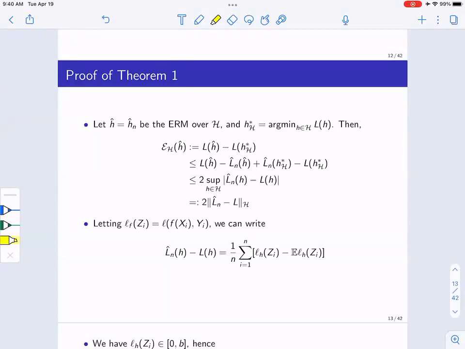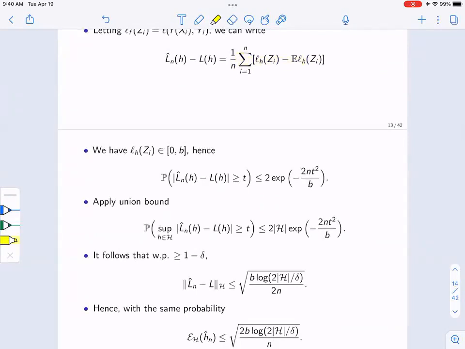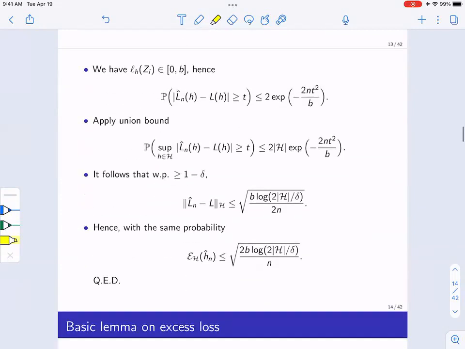You remember this part, hopefully. And then we had that this is bounded by twice the supremum of this difference. And this difference is basically the difference of an empirical average from its expectation. So this quantity, for a fixed h, is an example of an average minus the expectation of the average. The Hoeffding bound applies to it. So if you go back, because it's an average, it's just an example of the Hoeffding bound. You have the Hoeffding bound here, and then you take a supremum over h in that class. And then this is the union bound, so you get two times the cardinality of H times that. And then it follows that with probability at least one minus delta.